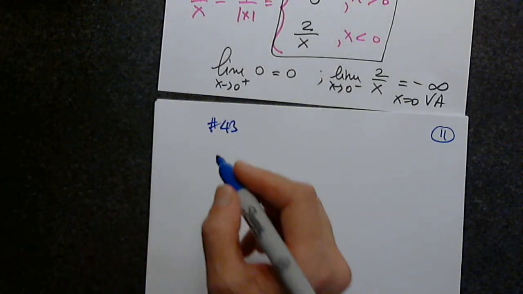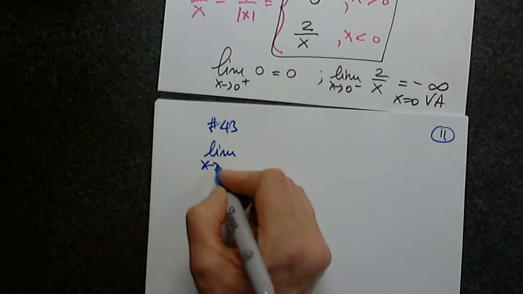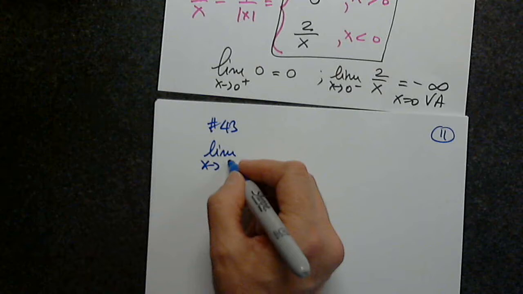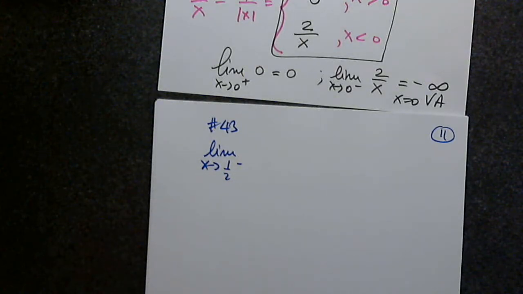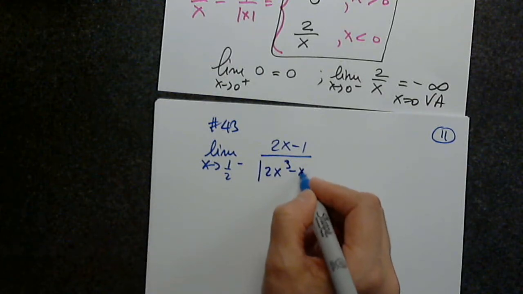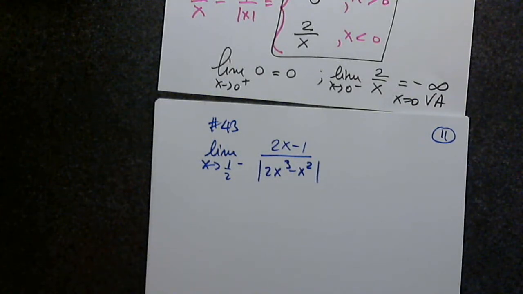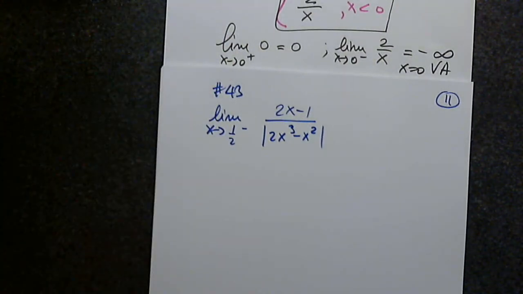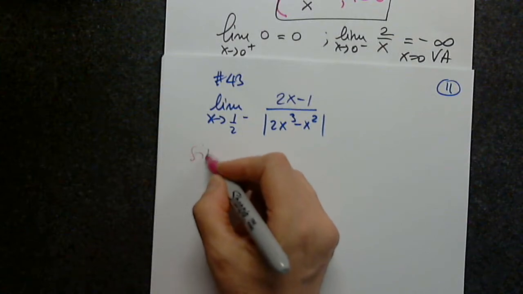At 43, we have the limit as x approaches 1/2 from the left of 2x minus 1 over the absolute value of 2x cubed minus x squared. There are, in my opinion, in this book, not too many very plain, simple problems. They all have different things, all have some sophistication. Okay. We have to simplify the function first.